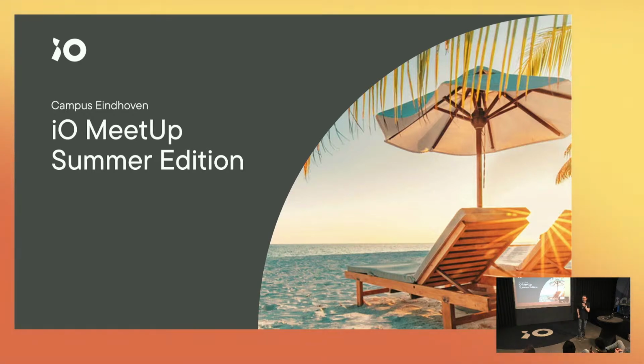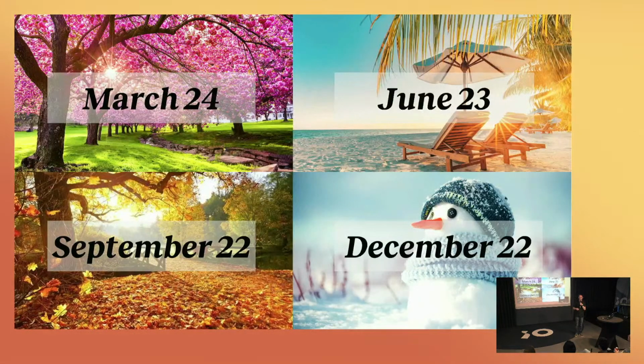Tonight we're having our second meetup of the year, the summer edition. So just to go back and forth, we have 4 meetups this year here at the campus Eindhoven of IO. The first one was on March 24th. If you want to look it back, that's still possible, of course, because we have a stream on YouTube, where two of my colleagues were explaining Remix, for example, which was quite interesting.